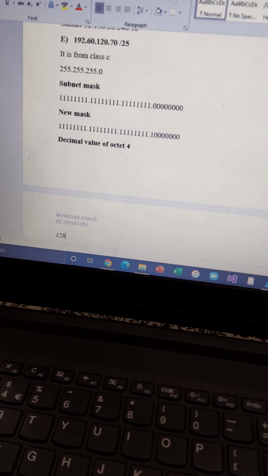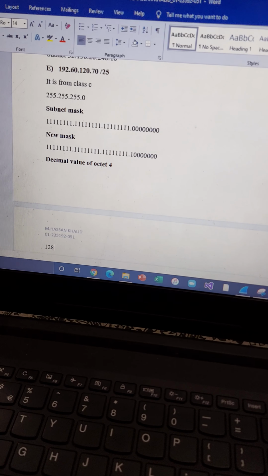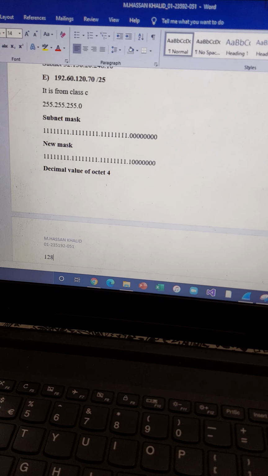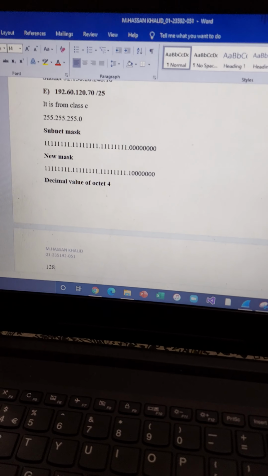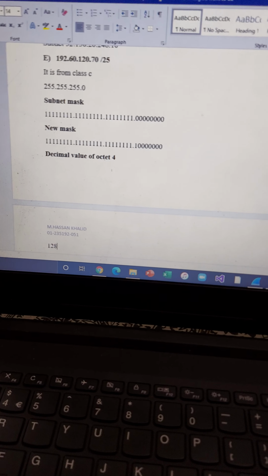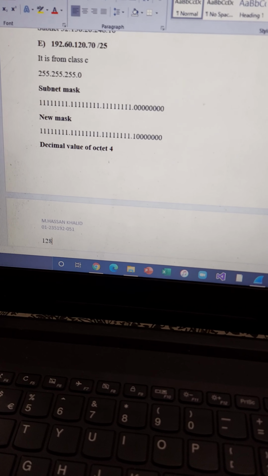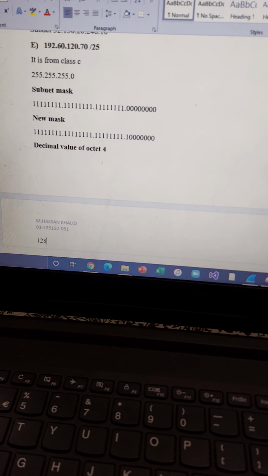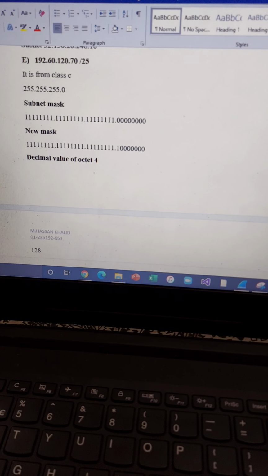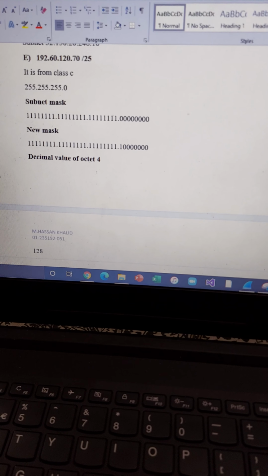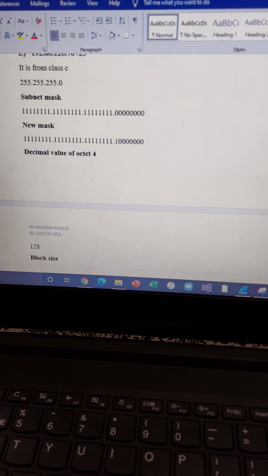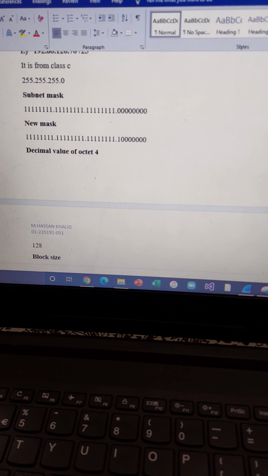And, sir, part E is from class C, and we will write the IP address of class C. For the subnet mask, where there is 255, we will write ones, and where there is 0, we will write 0. Then, sir, now I will describe the new mask here, where in part E there is CIDR number 25, and class C has a total of 24 bits, so for the new mask it will only borrow one bit from the third octet.